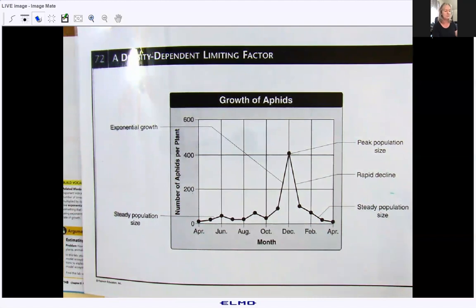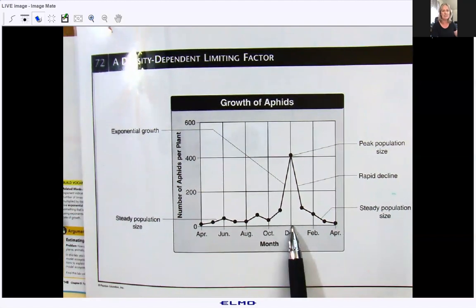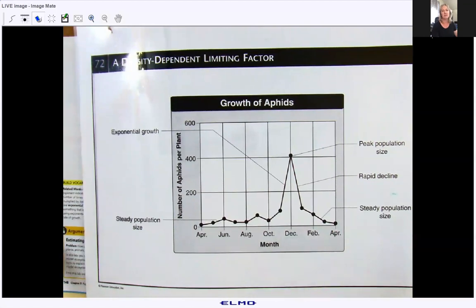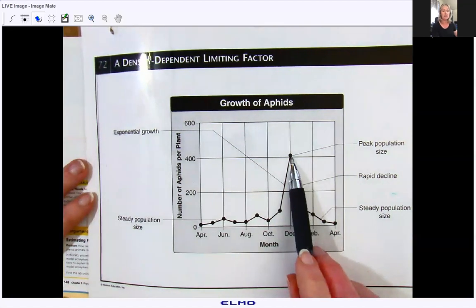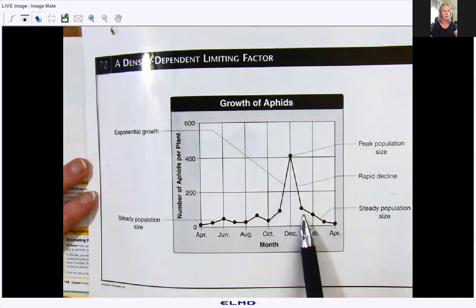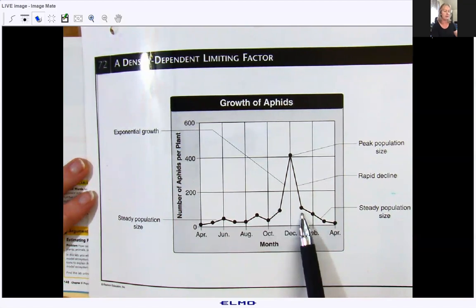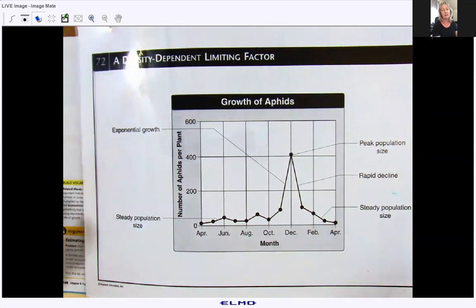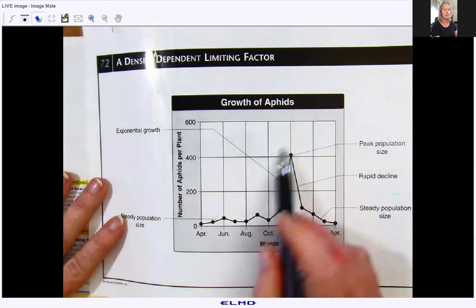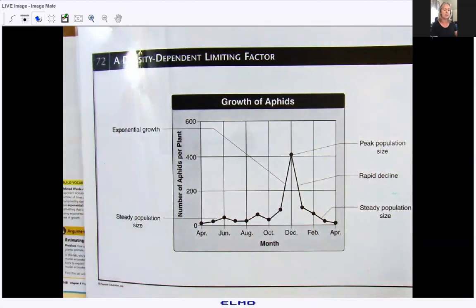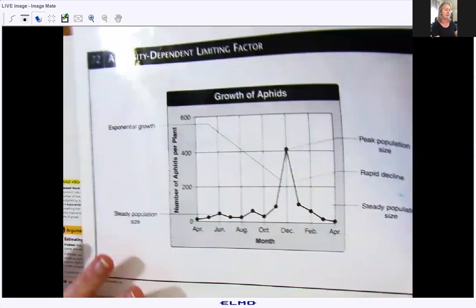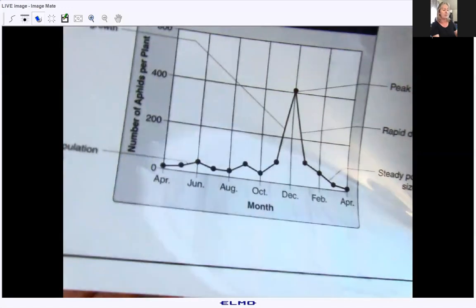But more than likely, since it says December, what happens in December to plants? They go dormant, they lose their leaves, the sap goes down into the roots. And so that's going to greatly limit the food supply of the aphid population. So that was probably the reason for this rapid decline in the population. But anyway, lots of things can go into that. Anytime you see things like this, it makes you question, what are the possibilities? What happened? What caused those things to happen?